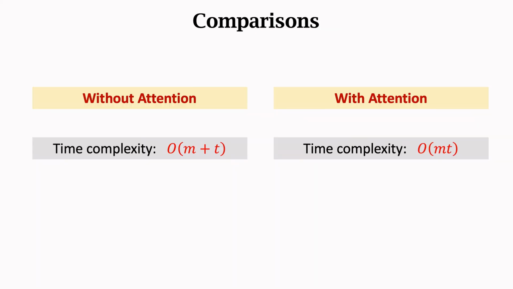Here is a comparison. Without attention, the RNN sequence-to-sequence model has a time complexity of big O of m plus t. M and t are the lengths of the two sequences. This is a linear time complexity. With attention, the time complexity is big O of m times t. In machine translation applications, if a sentence is long, then attention is slow. While attention substantially improves the quality of machine translation, it makes machine translation much slower.